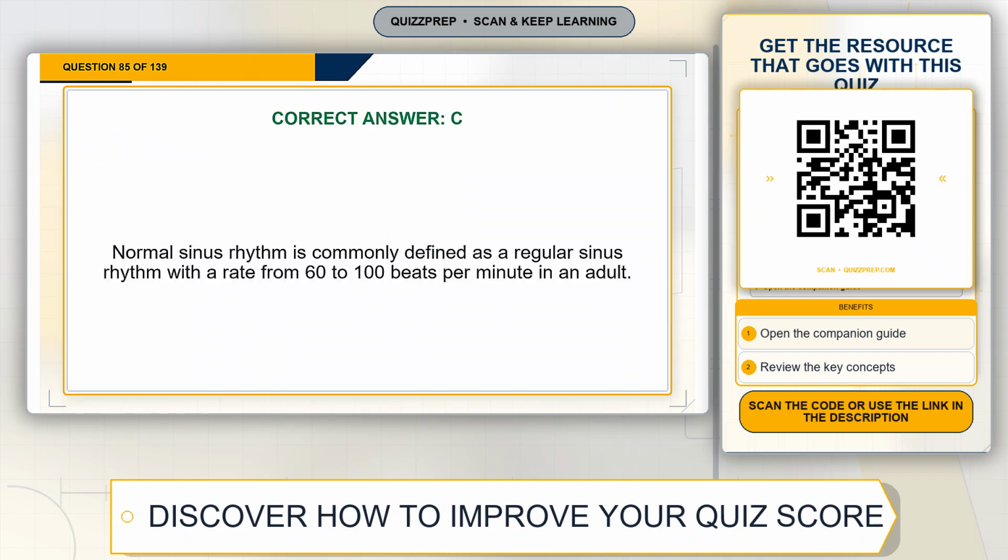Explanation. Normal sinus rhythm is commonly defined as a regular sinus rhythm with a rate from 60 to 100 beats per minute in an adult.